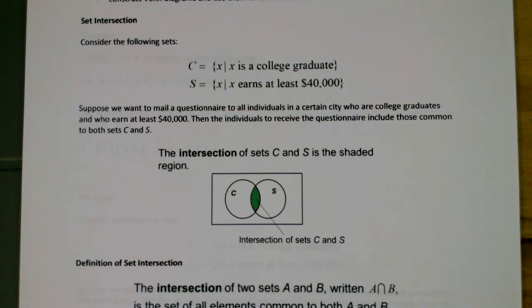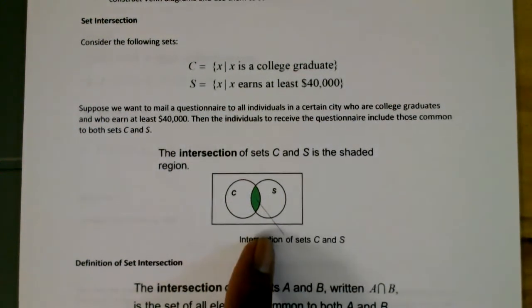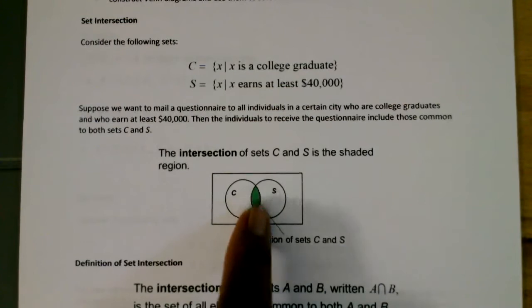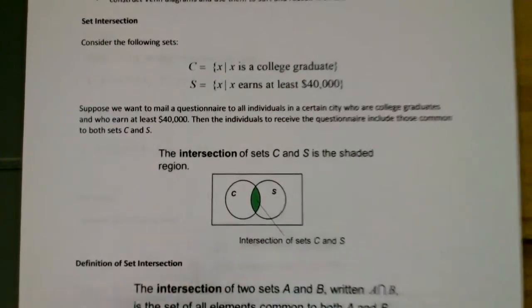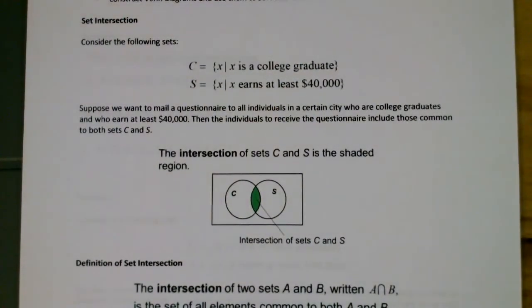So if you look at this Venn diagram here, you'll see what this means, the intersection. The shaded area is the intersection of sets C and S. This means that the individuals that are to receive the questionnaire will include those that are common to both set C and S, those who are a college graduate and who earn at least $40,000.